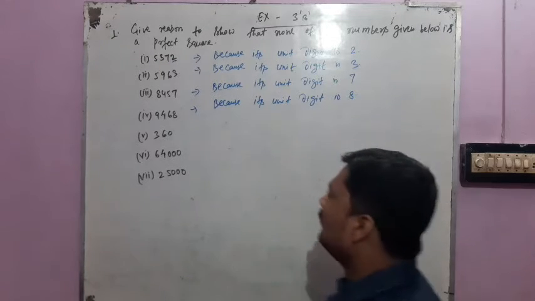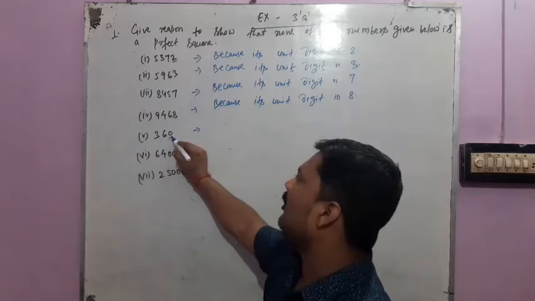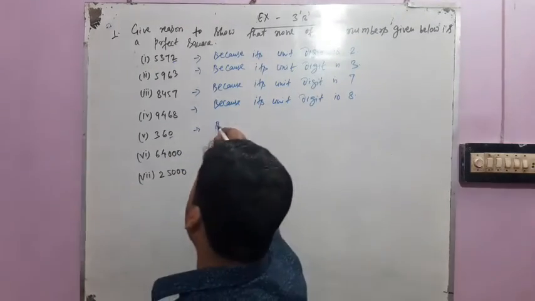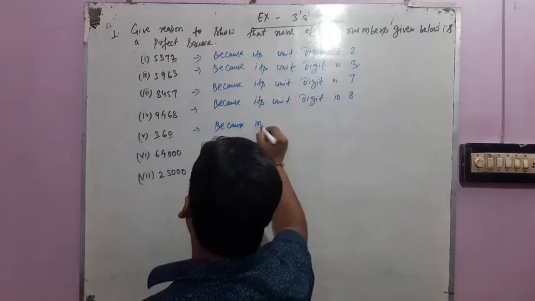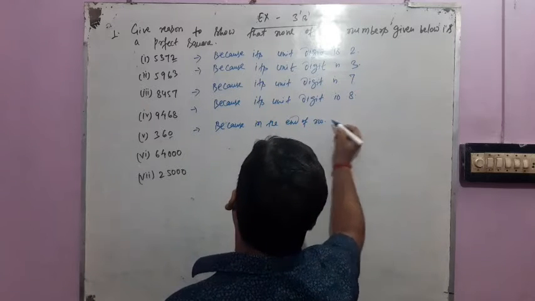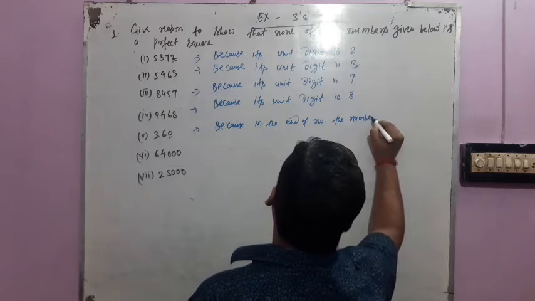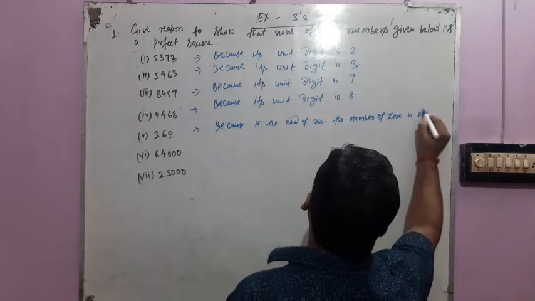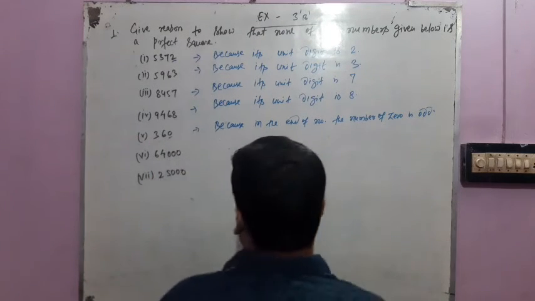8. Why is 360 not a perfect square? What is the number of zeros here? 1, and 1 is an odd number. So we have to write the reason here: because in the end of the number, the number of zeros is odd. Here there is only one zero and one is an odd number, so it is not a perfect square.